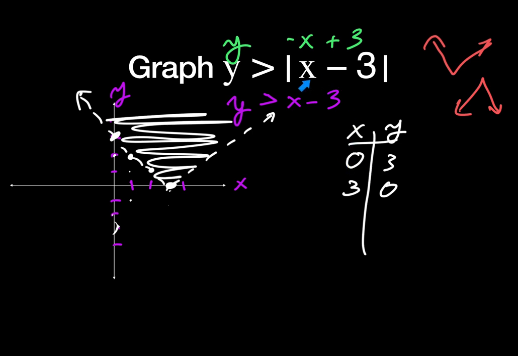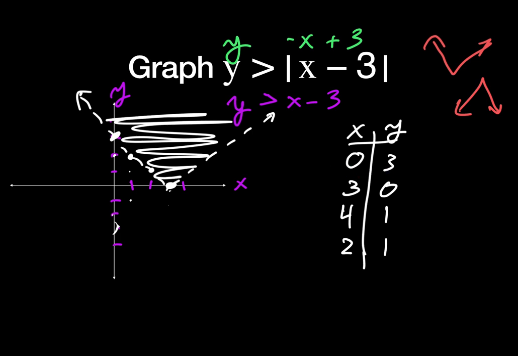And then, again, pick another number, 4. 4 minus 3 is 1. Absolute value of 1 is 1. I could have put in other numbers, could have put in 2. 2 minus 3, negative 1. Absolute value of negative 1 is positive 1. And then I could go ahead and look at how that's going to graph.